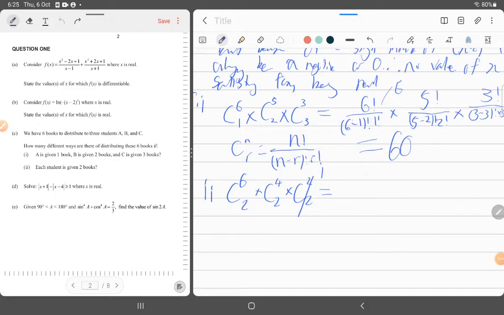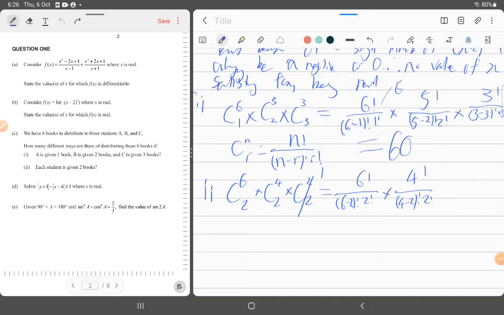So 6 factorial over 6 minus 2 factorial times 2 factorial, times 4 factorial over 4 minus 2 factorial times 2 factorial, which is, by the way, there's a way to write it like this in your graphics calculator. It's a very easy way.